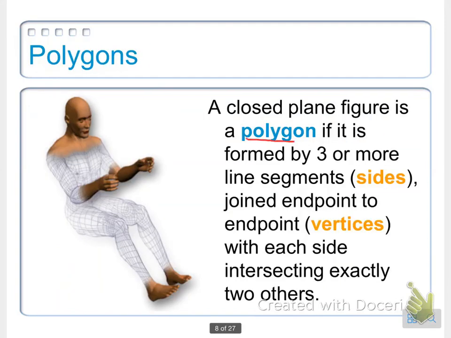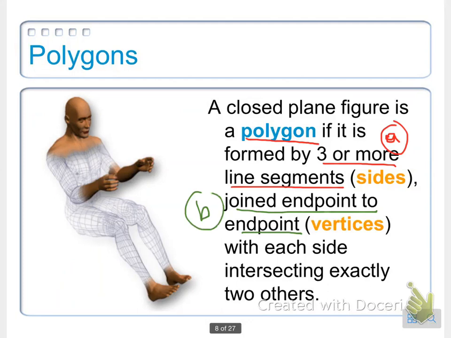So for a polygon, it has to have 3 or more line segments, which we called sides. That's the first thing, part A. And then part B is, I'll underline in a different color, joined endpoint to endpoint, which are called the vertices. There's the second part that you need. And then the third part, in blue, is each side intersecting exactly 2 others.